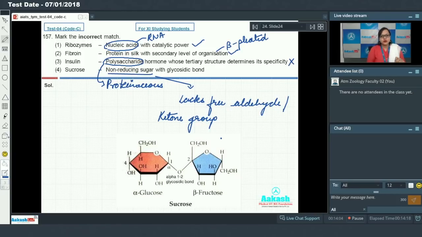So in sucrose, which is a disaccharide and it is made up of glucose and fructose, the aldehyde group of glucose, which is present at first carbon, and the ketone group of fructose, which is present at second carbon, both of these aldehyde and ketone group are involved in formation of glycosidic bond. So sucrose lacks free aldehyde and ketone group, so it is a non-reducing sugar with glycosidic bond. So it is a correct match here. So among the given option, option 3 is an incorrect match and is also the answer for our question.